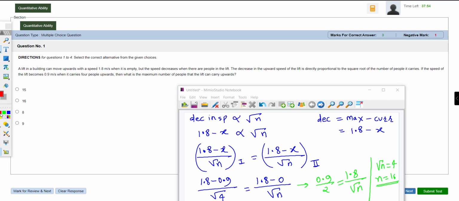We want the lift to be in a moving situation. So for that the maximum number of people should be one less, that is 15. The answer is going to be 15.